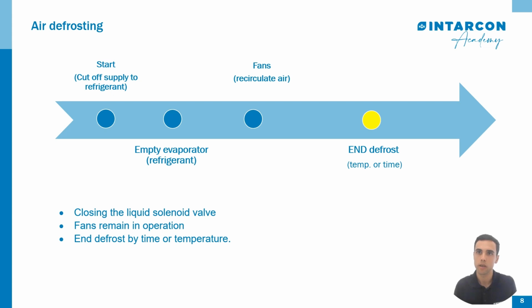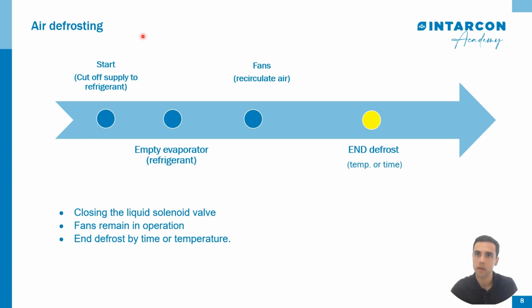Air defrost is a method in which air from the room is used to defrost the ice accumulated in the evaporator. This method is especially recommended for rooms with indoor temperatures above 4 degrees. For lower temperatures, air defrost would be ineffective. Let's see how this process works.